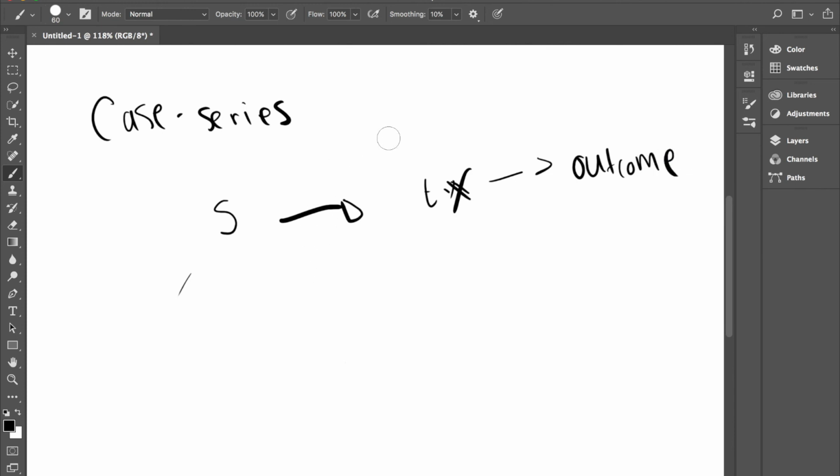So as you can see, we don't have a control group in here. And what happens is that a case series is really just a hypothesis generator, right? It's a proof of concept sort of thing. It's basically going to tell us whether our treatment is working or not. So we can make some conclusions here. If our treatment is working, then we can move it on to the next phase because the treatment is possibly working.